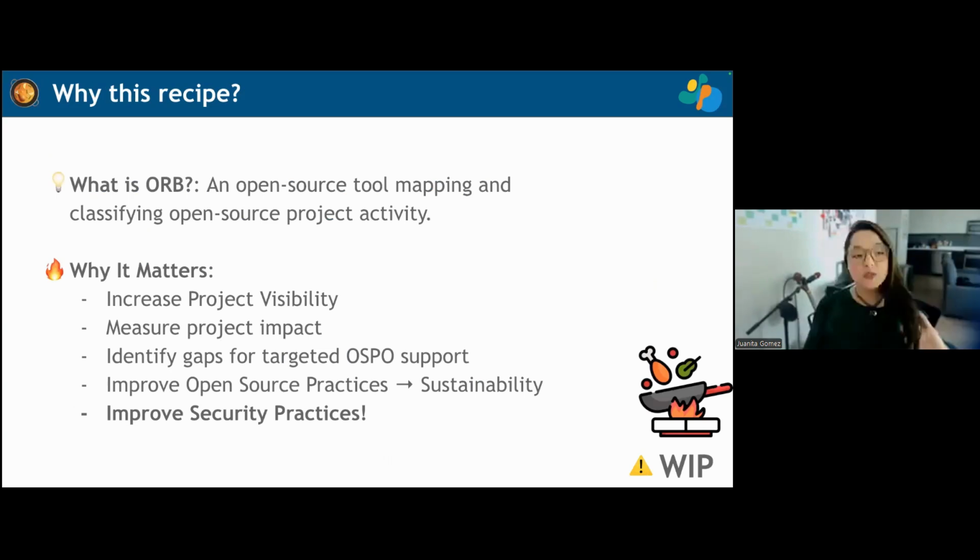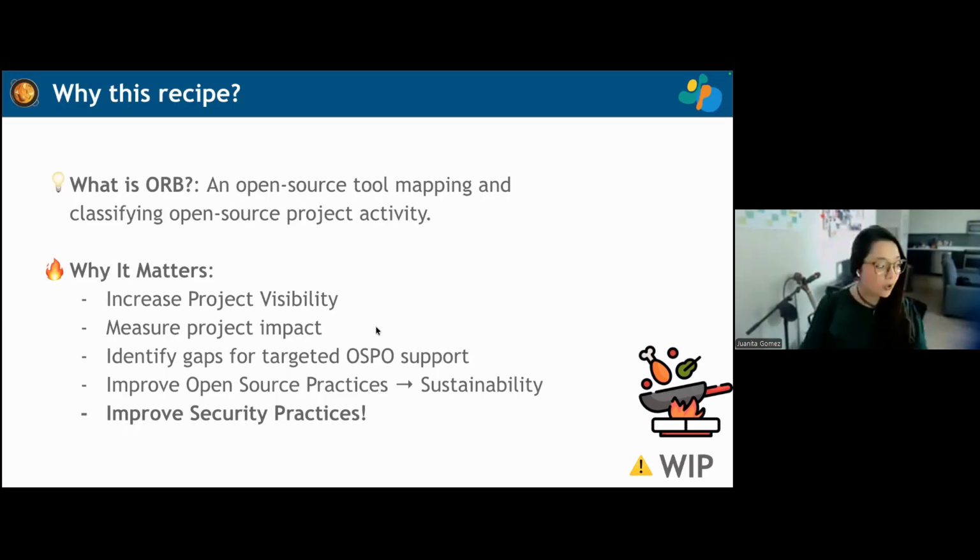So why an open source repository browser? This is basically a tool that maps and classifies open source project activity, specifically academic open source project activity. The reason this matters to me is to increase project visibility. There's a lot of work being done that doesn't have visibility outside of GitHub repositories to measure project impact. And I know that this is something OSPOs care a lot about, to showcase the impact of the open source projects at their universities for funding or just for support.